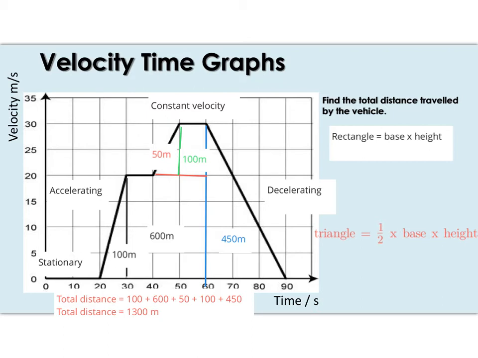The alternative method is by counting the number of squares. That will be a little difficult in this example because the squares aren't quite big enough, but it could be on the exam that you're asked to calculate the distance travelled from a velocity time graph by working out the area under the curve by estimating the number of squares under that graph.